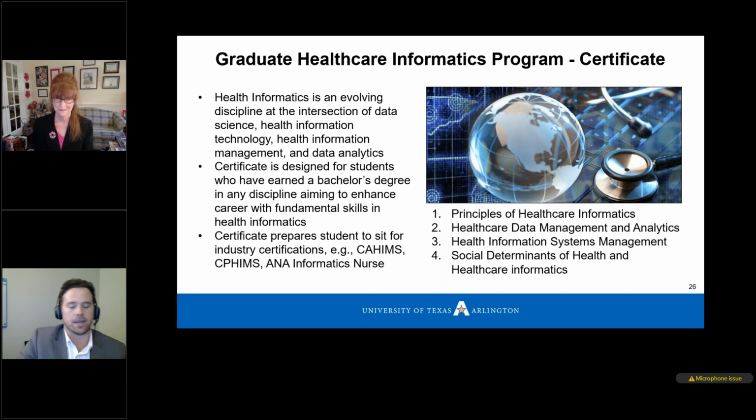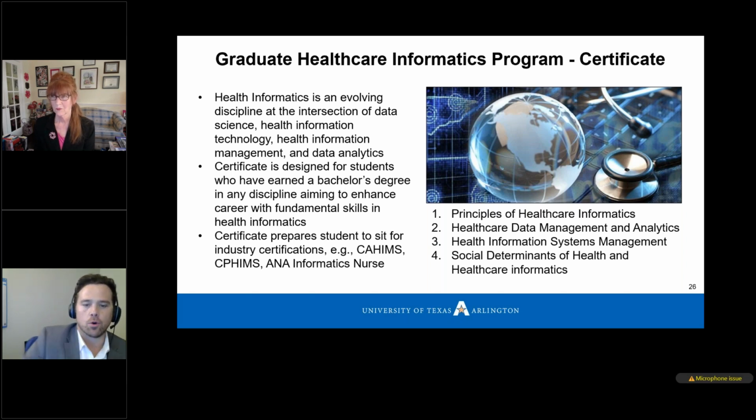So this certificate is really great because it prepares the student to sit for the industry certifications, which are all right there. The ANA Informatics Nurse is great. All of them are great. So it prepares you to be able to sit for that certification.